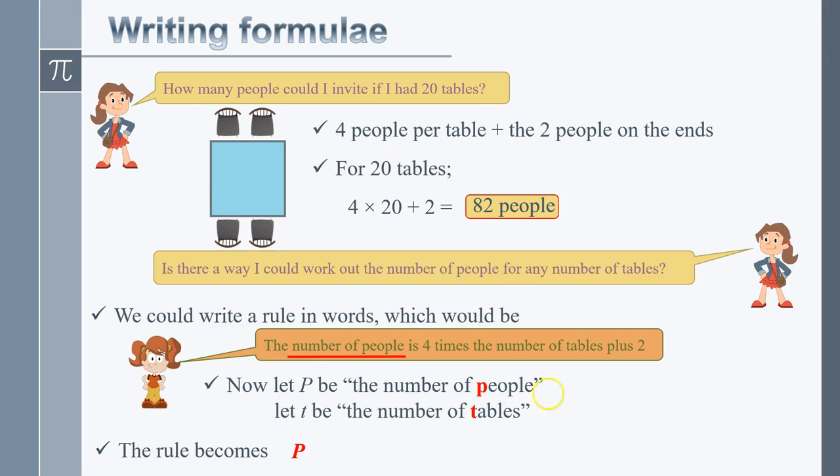That's P. Is, that's going to be an equal sign. And now we've got 4 times the number of tables. So that's going to be 4 times T, or 4T. And then the last bit at the end is the plus 2. And there you go. There's our rule.